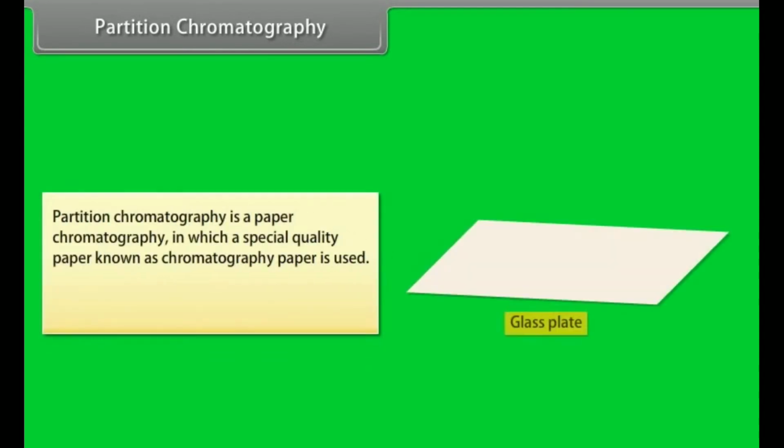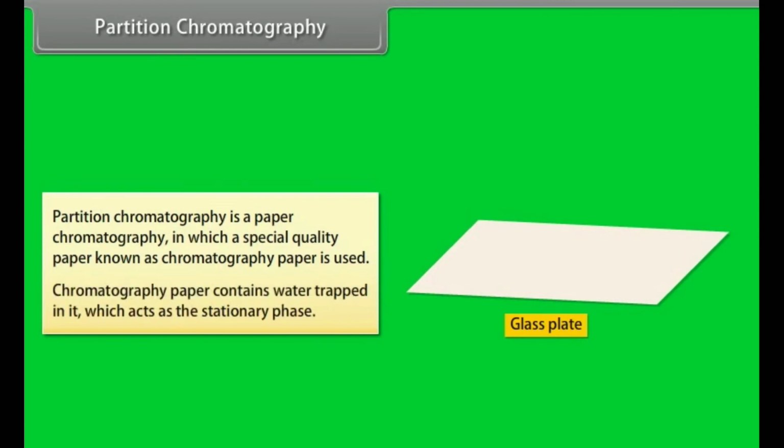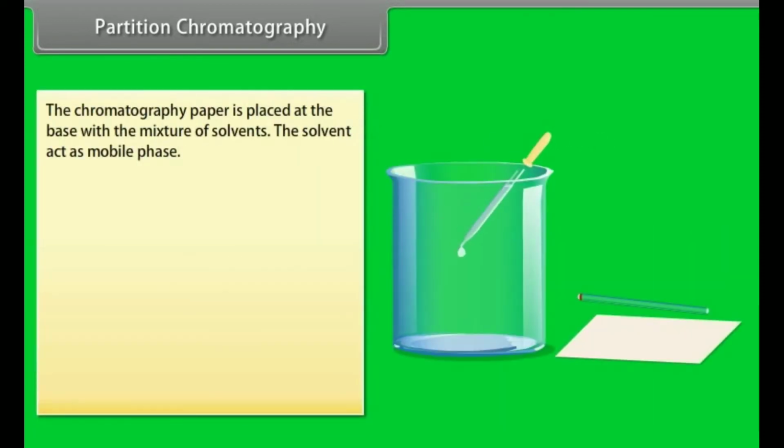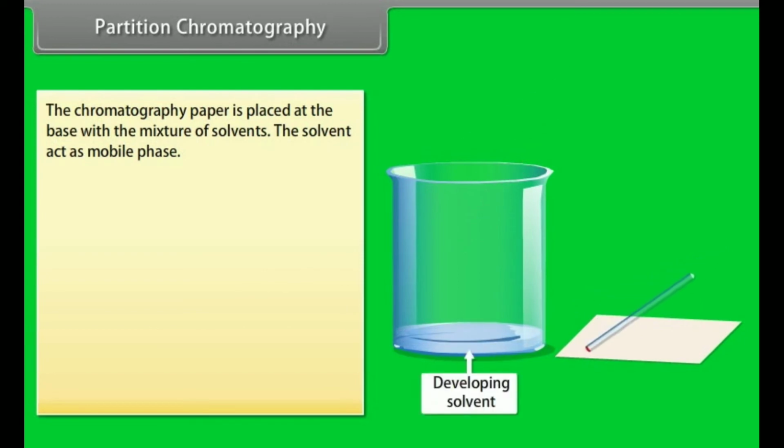Partition chromatography. Partition chromatography is a paper chromatography in which a special quality paper known as chromatography paper is used. Chromatography paper contains water trapped in it, which acts as the stationary phase. The chromatography paper is placed at the base with the mixture of solvents. The solvent acts as the mobile phase.